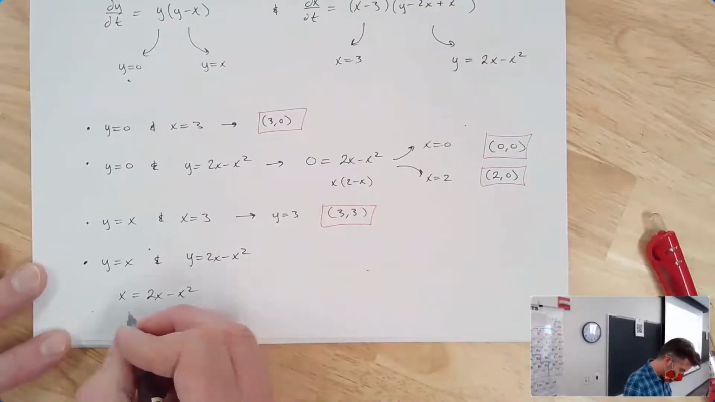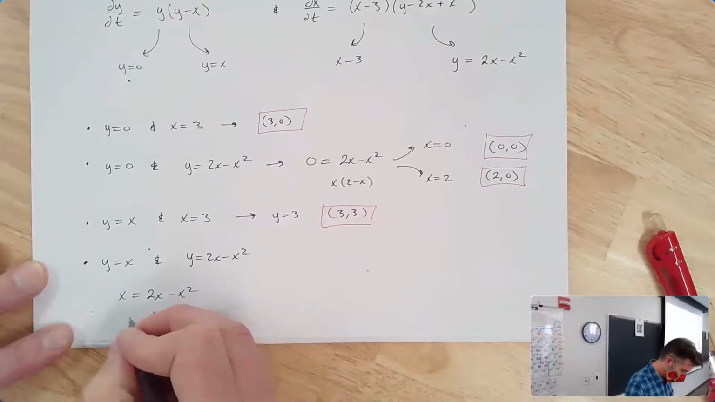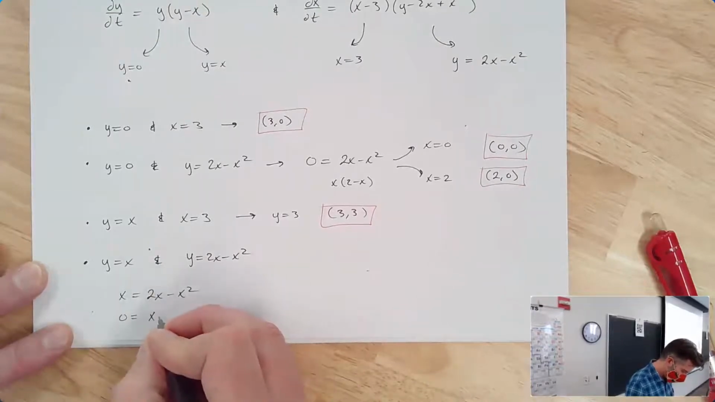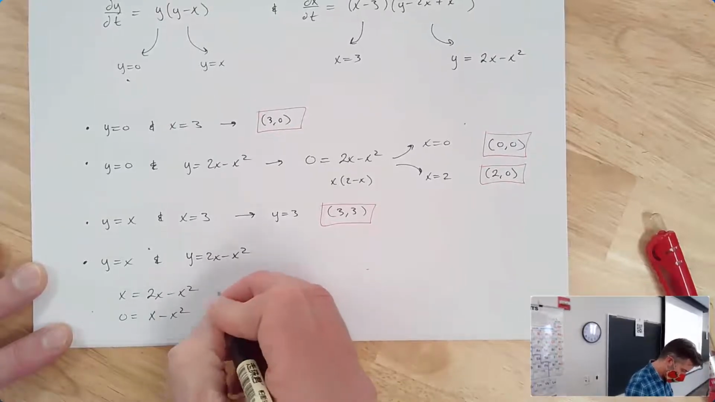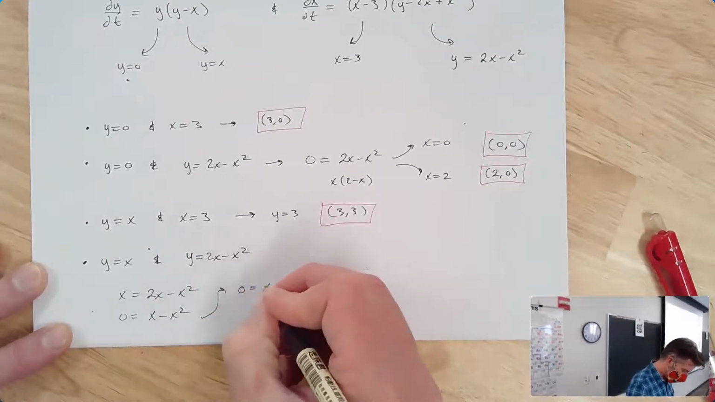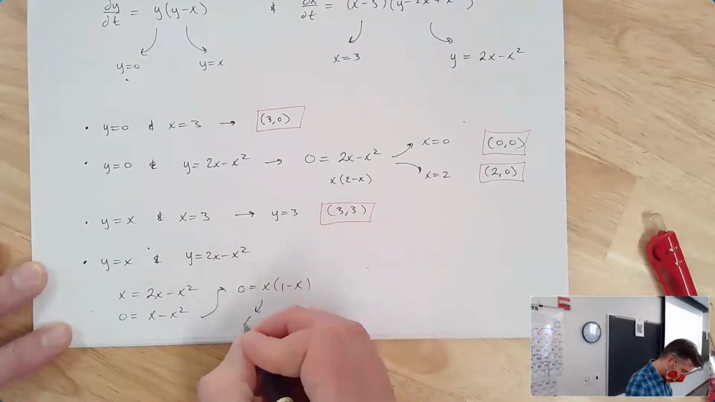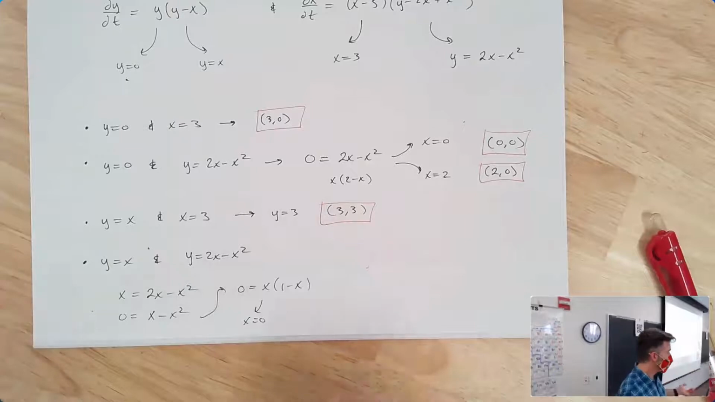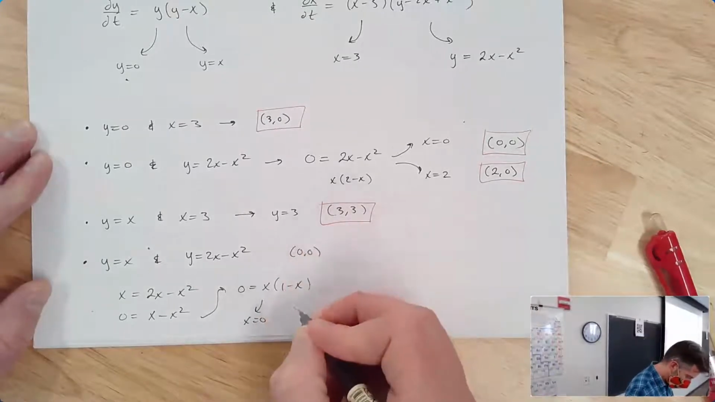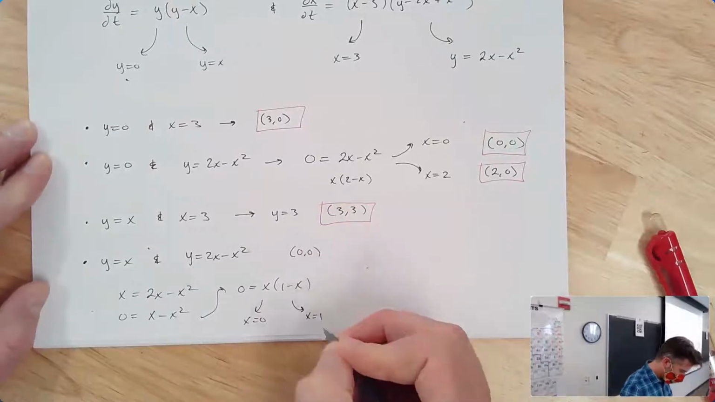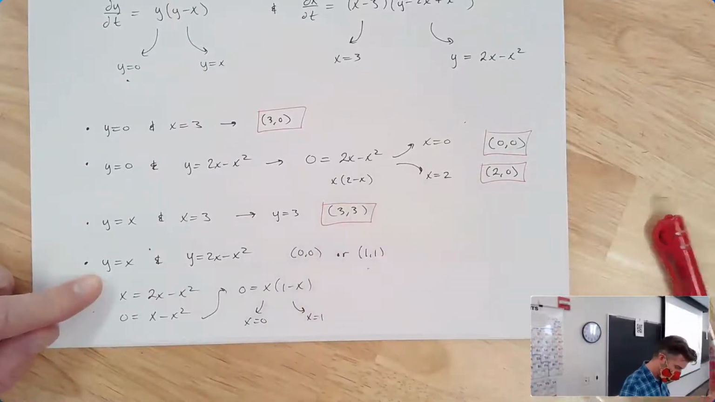So solving this, I'm going to subtract x. We get, oh no, I didn't. I'm just kidding myself. So x minus x squared equal to 0. And factoring out an x, we get 0 equal to x times 1 minus x. So we either get x equal to 0, which would lead us back to the point 0, 0, which we already have, or x equal to 1, which would lead us to the point 1, 1, which we didn't already have.